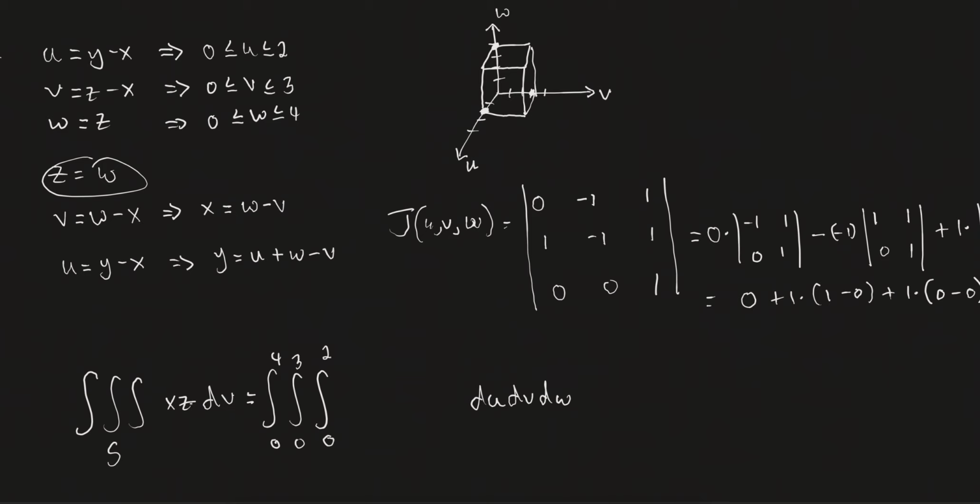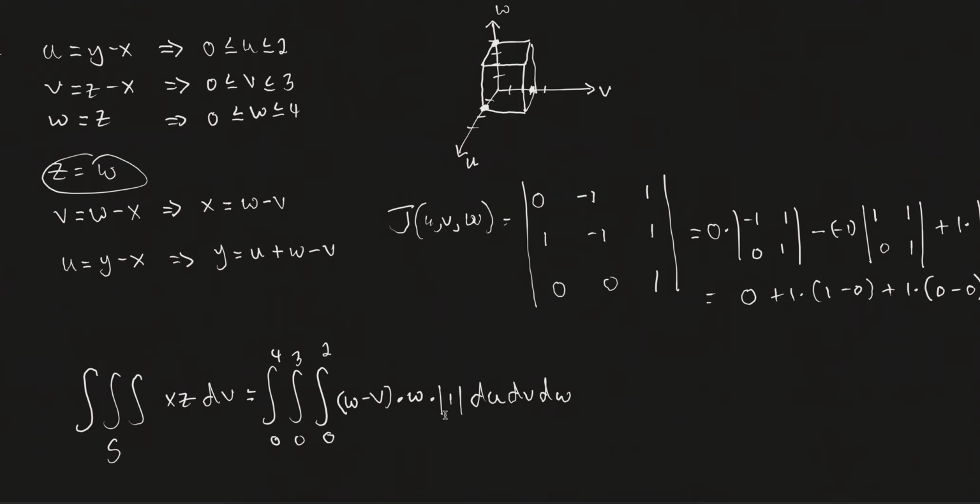And then now what I need to do is plug in the x equation for the variable x. Now remember, x is w minus v, so I'm going to put that there. And then the z equation is just w, so we have that. Right, so it looks like that. And then we're supposed to multiply by the absolute value of the determinant, so I'm going to put that in there just for completeness, but that's our integral.